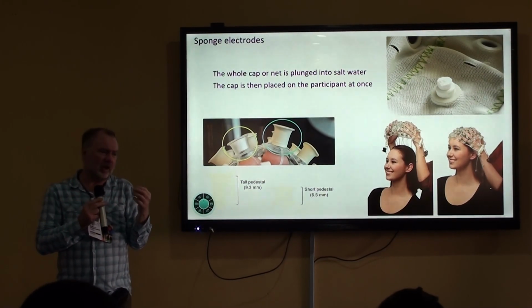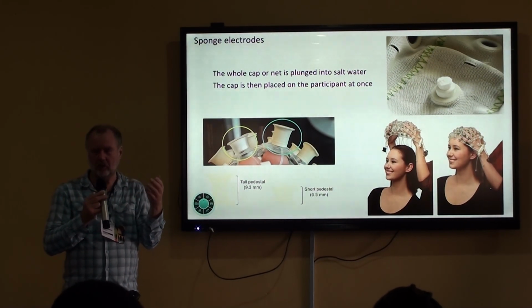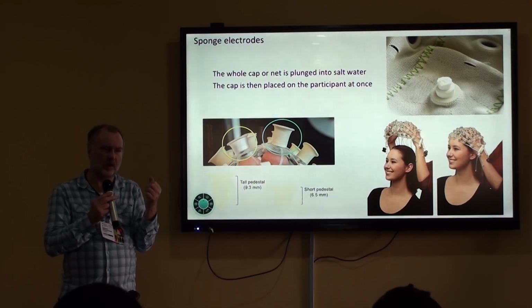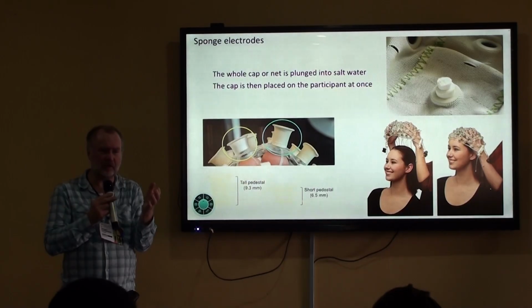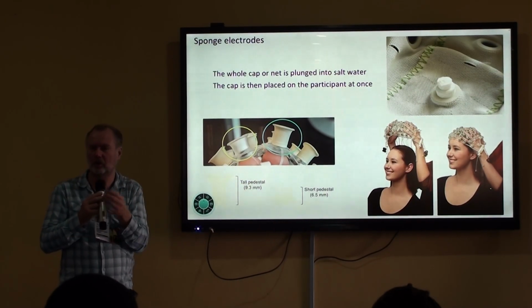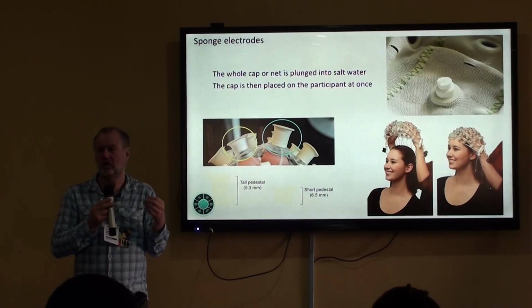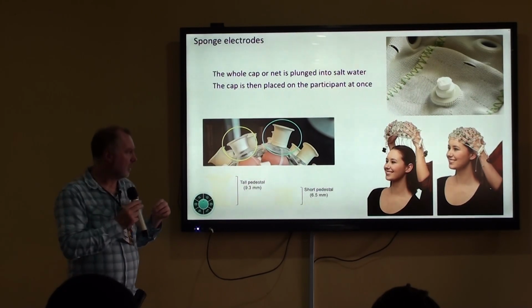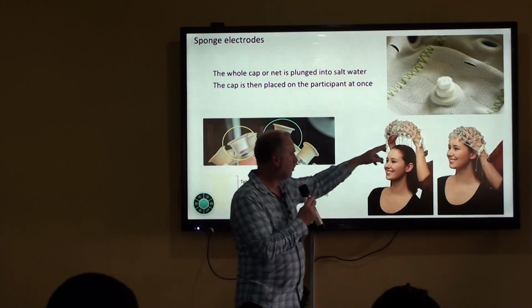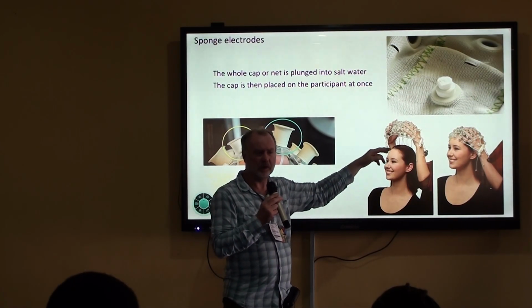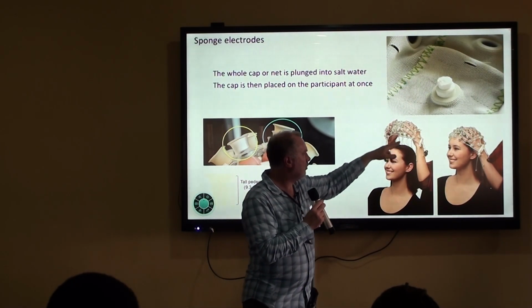So I said that EGI, Electrode Geodesics Incorporated, an American company, for a very long time had a unique patent on these electrodes. So they were the only ones making them. But this patent ran out a few years ago, and now a lot of companies are making them. So this is the R-net, this is from Brain Products, and this is the net that I showed you yesterday. We're using them with the children in our baby lab. And this is basically how you apply it.